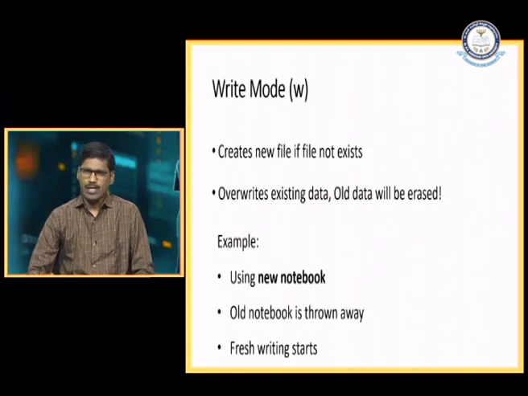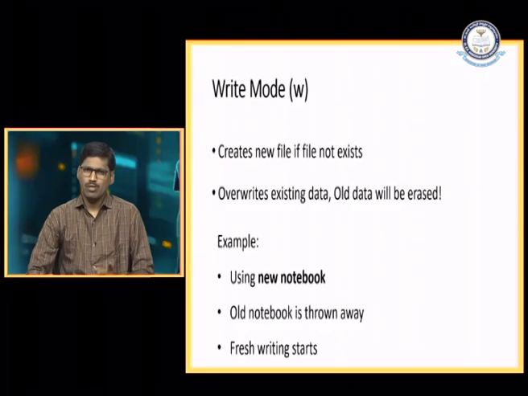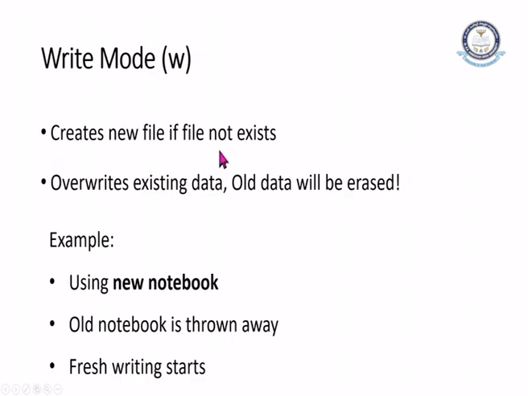Next mode is write mode. Write mode is nothing but writing data into the file. It creates a new file if the file does not exist. This is a very important point. In the read mode, I covered that whenever you write a file name, if the file does not exist, the code raises an error. But coming to the write mode, if that file does not exist, that file will be created with that name. That is a very important difference you must understand when comparing read and write mode.